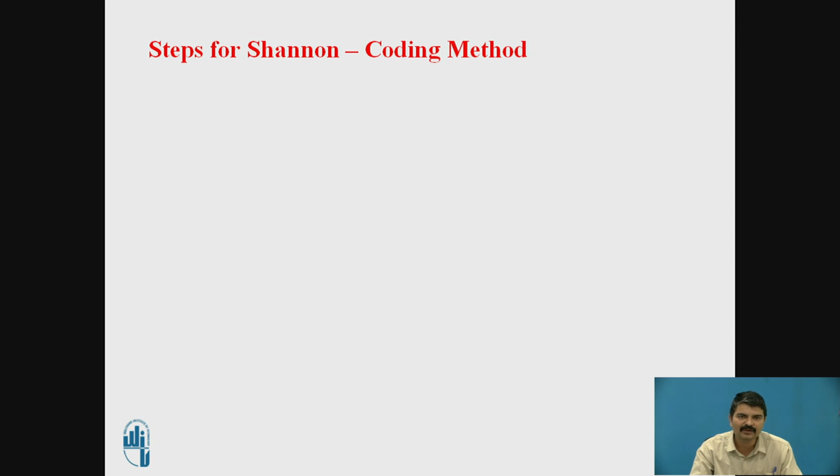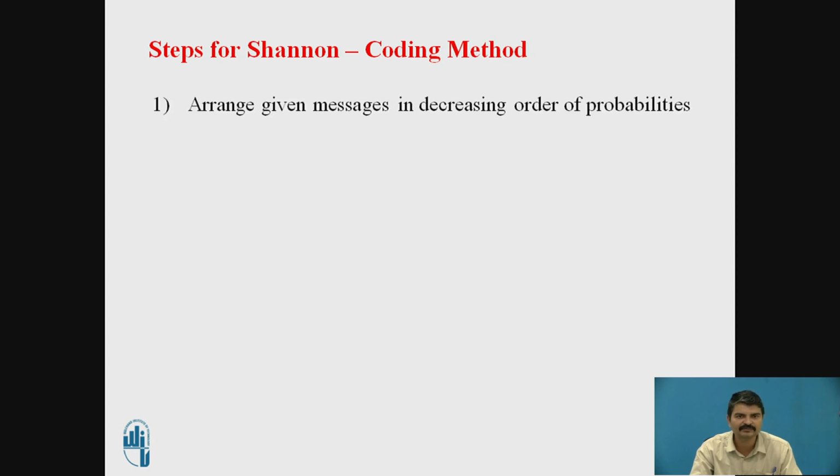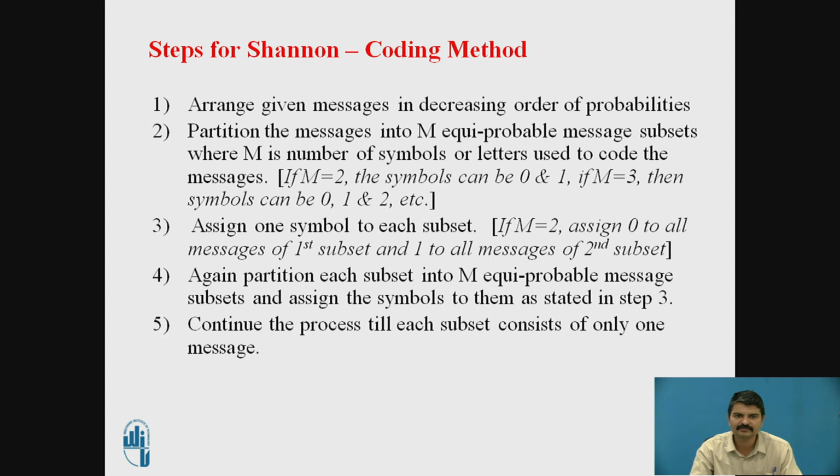What are the steps we follow in the Shannon Fano coding method? These are the steps. One by one we will discuss. First, you need to arrange the given messages in decreasing order of probabilities. Then partition the messages into m equiprobable message subsets, where m is the number of symbols or letters used to code the messages. For example, if m is equal to 2, then symbols may be 0 and 1. If m is equal to 3, then symbols can be 0, 1 and 2. Like that, based on the value of m, we increase the number of symbols.